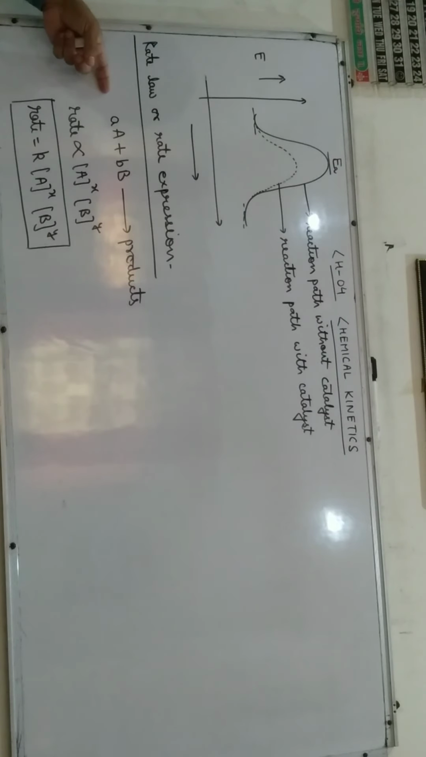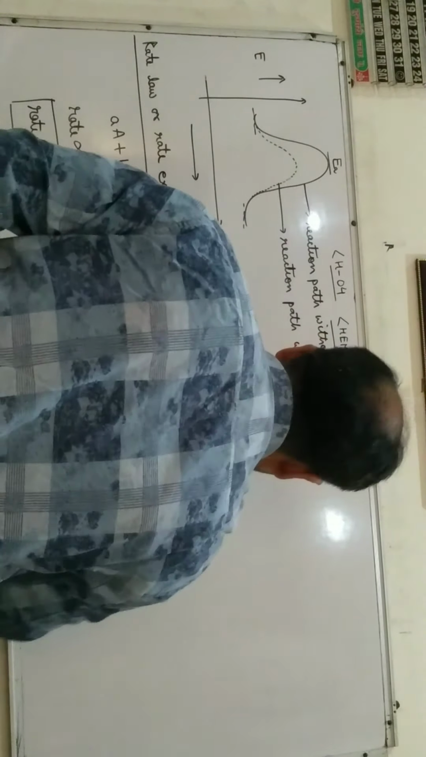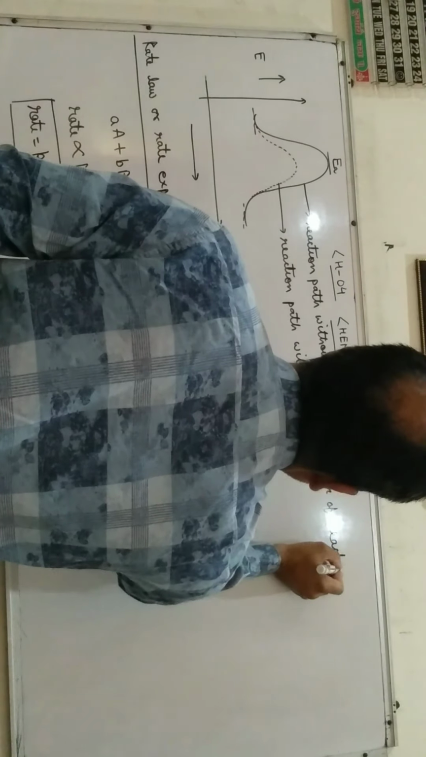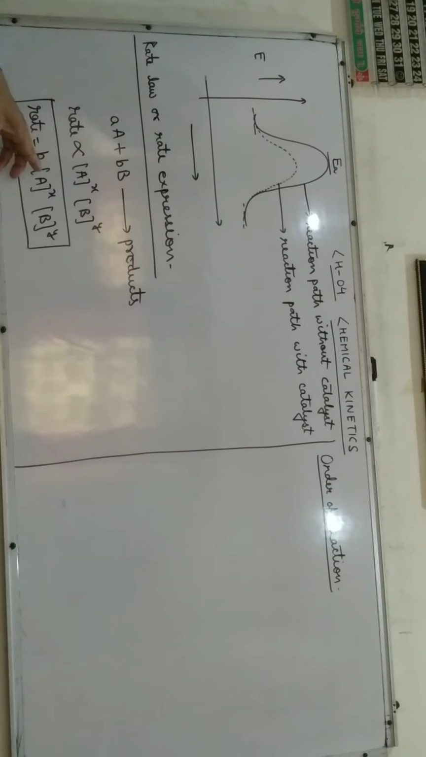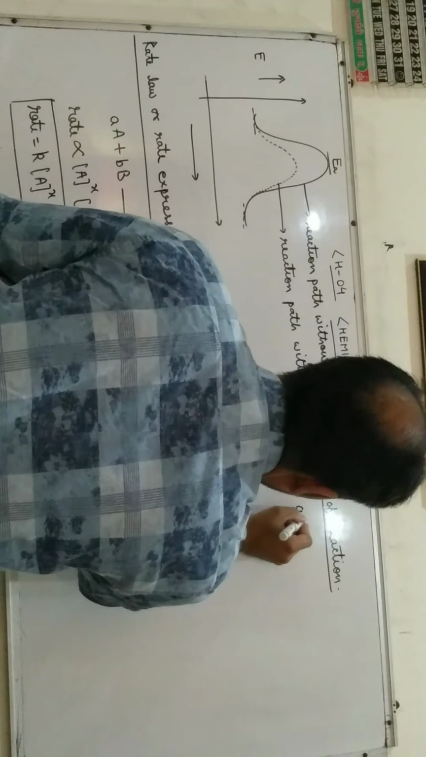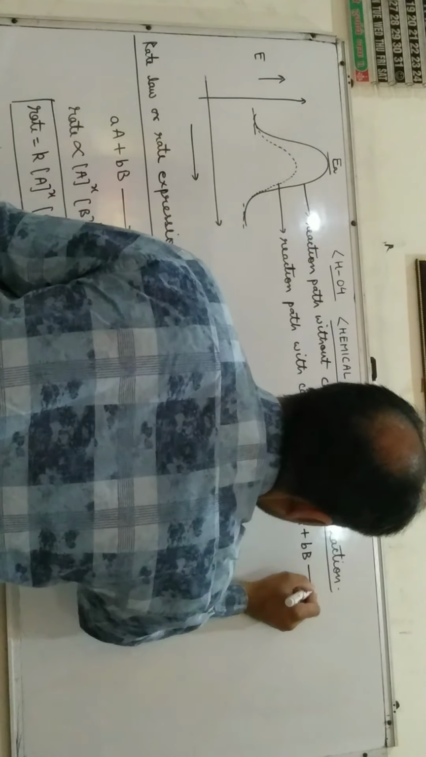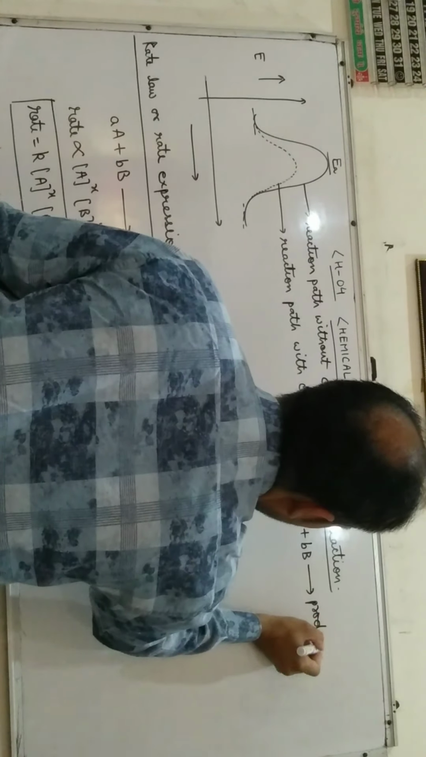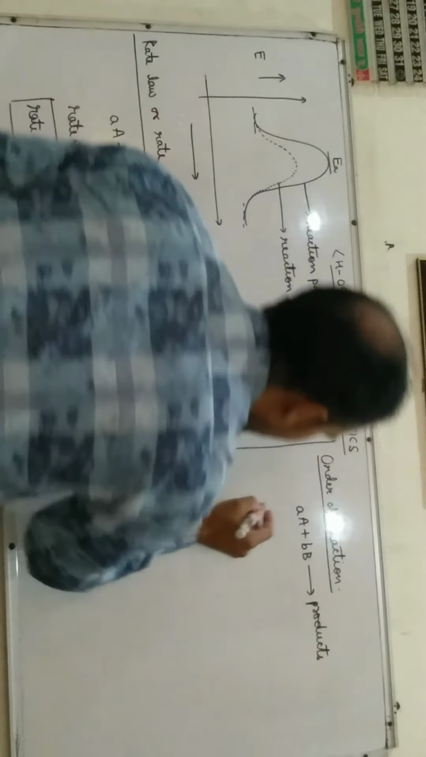Now let us discuss the order of a chemical reaction. Order of reaction is defined as the sum of the powers of concentration in the rate law expression. Suppose we add x and y in this rate law expression, then we will get the order of this reaction. So suppose we have a reaction a moles of A plus b moles of B gives product, and we wish to express the order of this reaction.